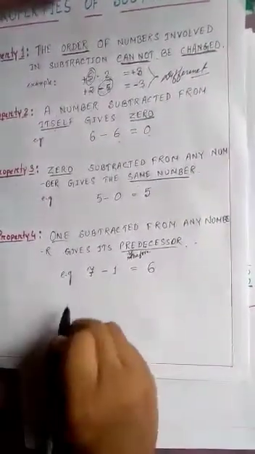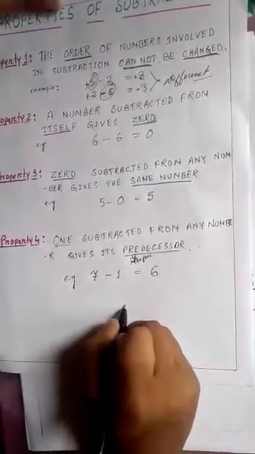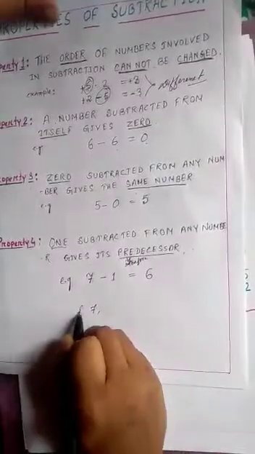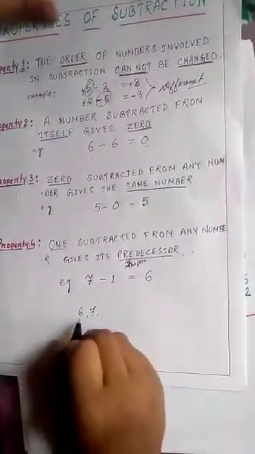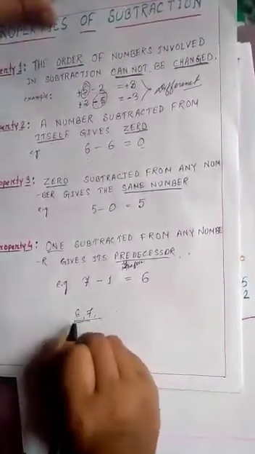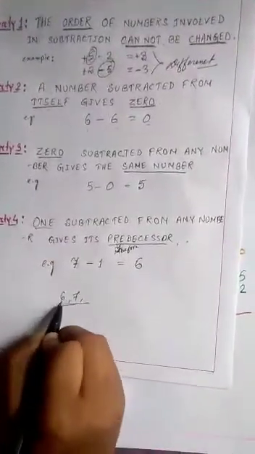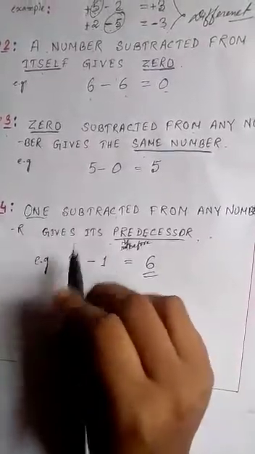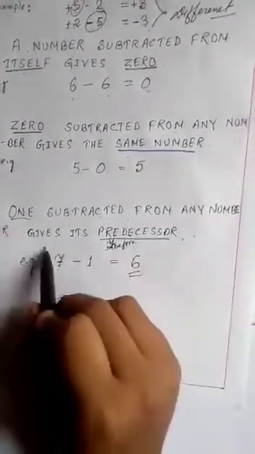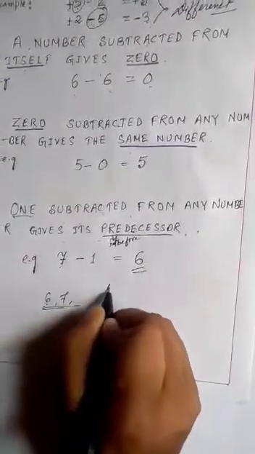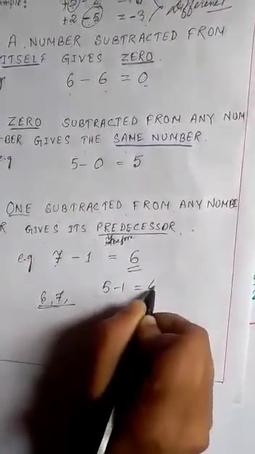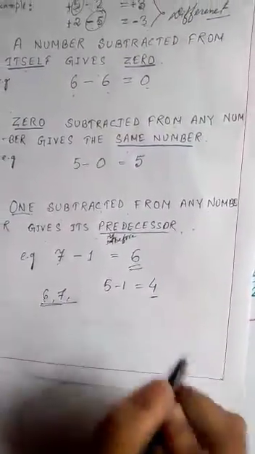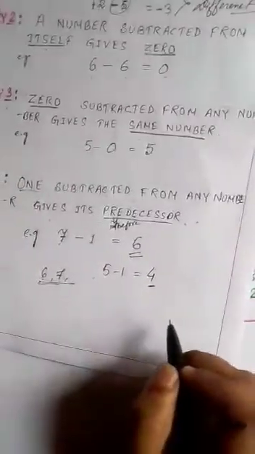So 7 minus 1, you will get 6. So if anyone asks, what is the predecessor of 7? It is 6. That 6 is coming just before 7. So 6 is called the predecessor of 7. One subtracted from any number gives the predecessor. And see here, 5 minus 1, you will get 4. So this is called the predecessor of 5. Alright students, I hope this is clear to you now.